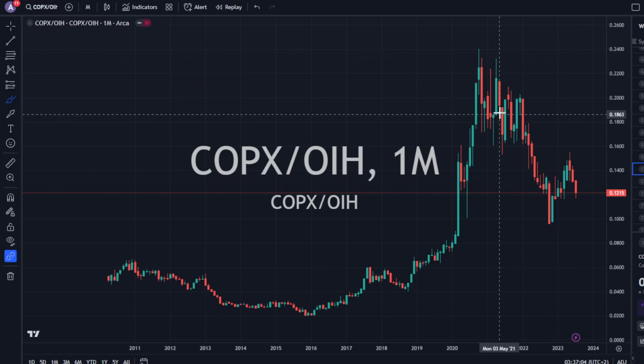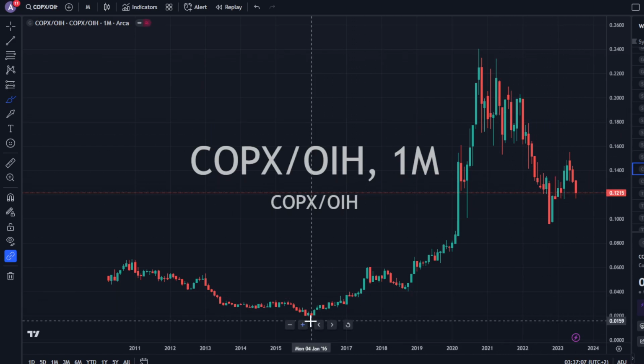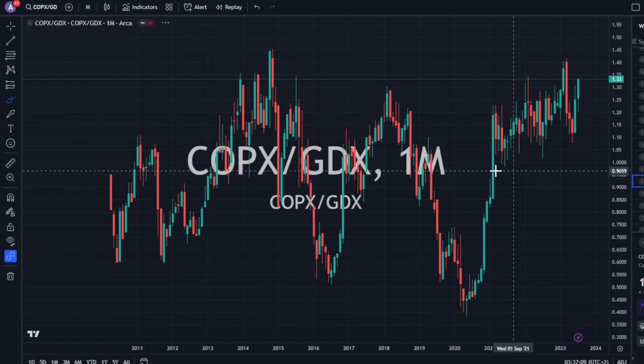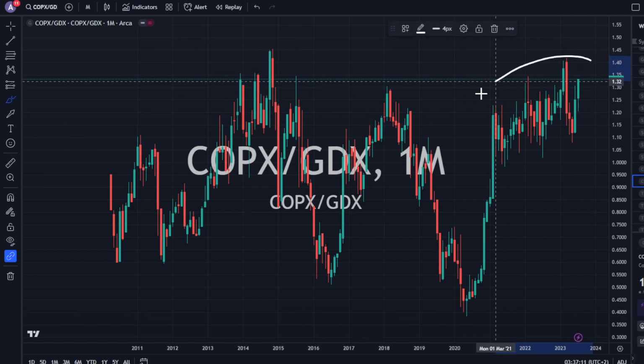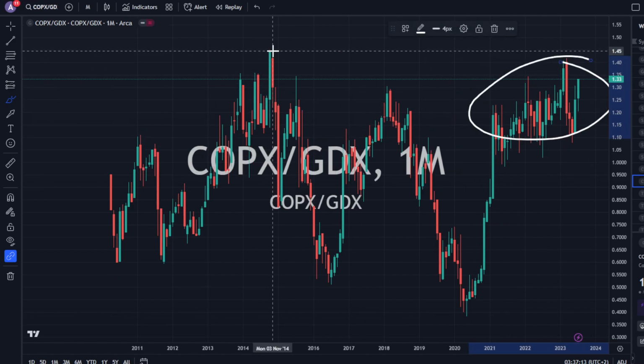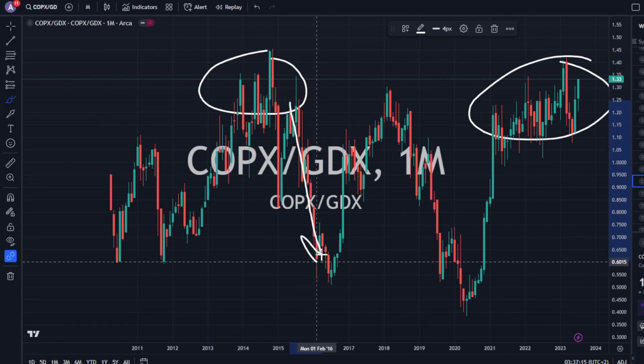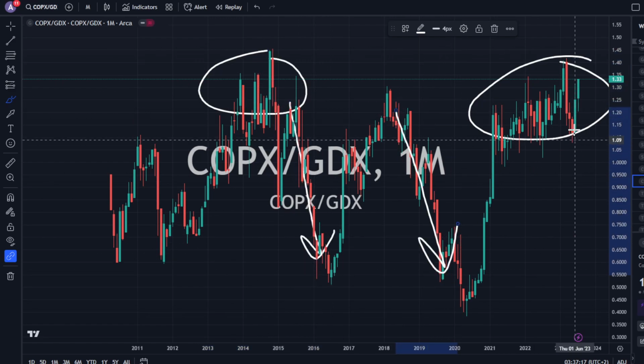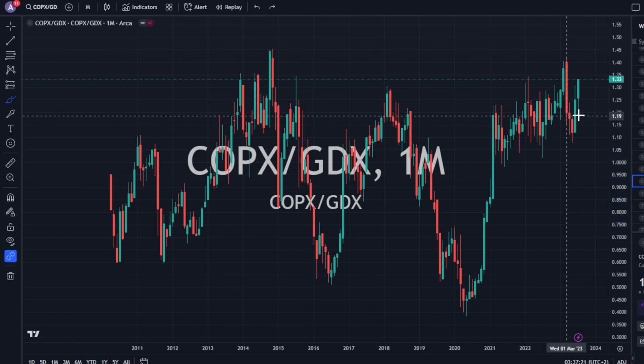COPX looks like OIH might outperform it. COPX versus GDX. GDX is super cheap up here, guys. Generally, when you're in this general location, it's probably going to come back down eventually. So GDX is looking better. And I'm not going to go through TAN, but that's what I've got for the ratios.